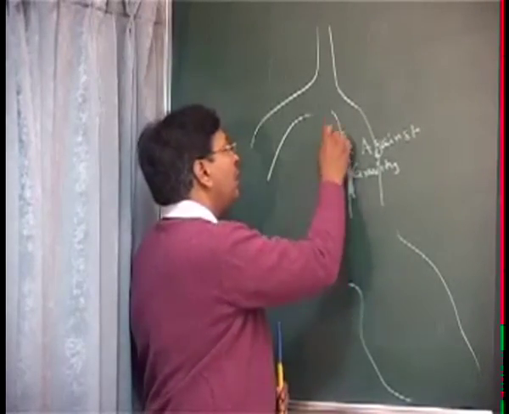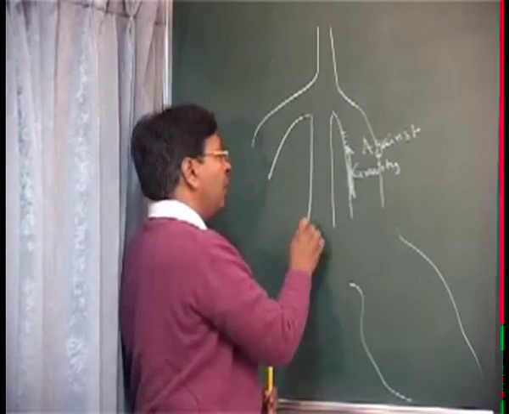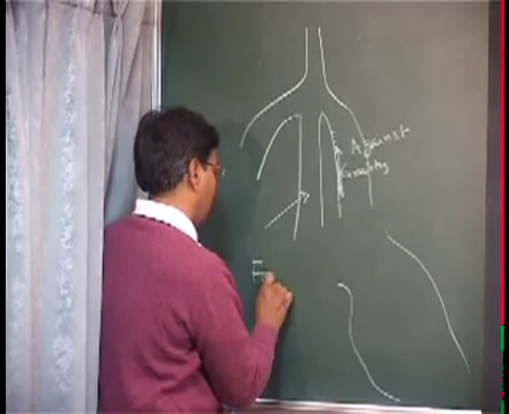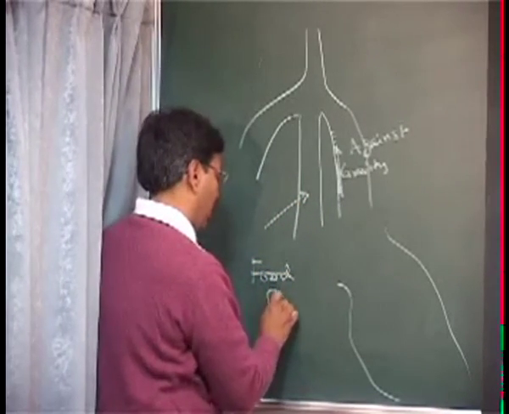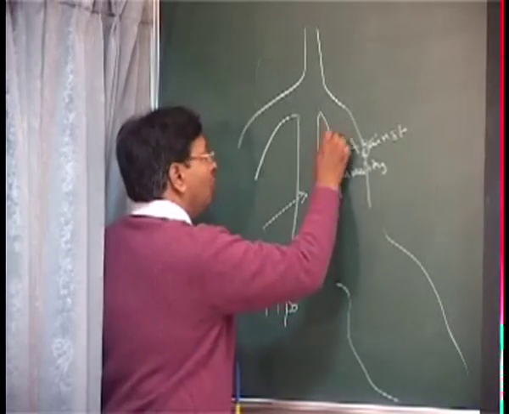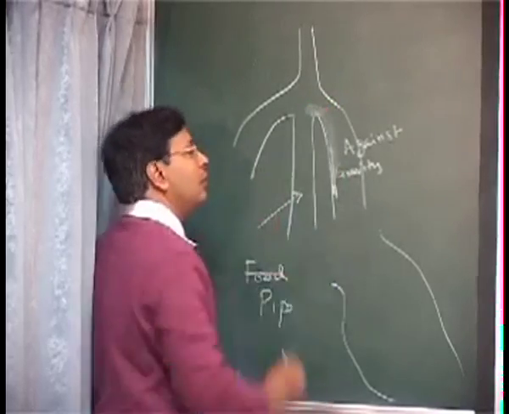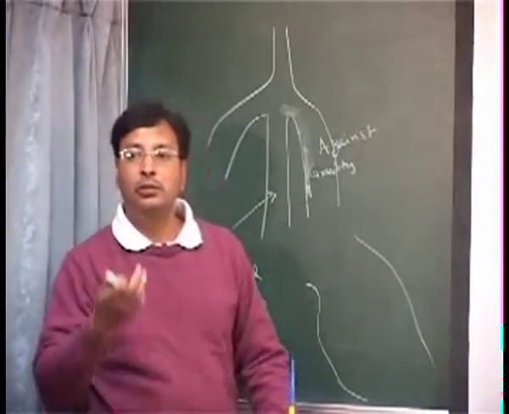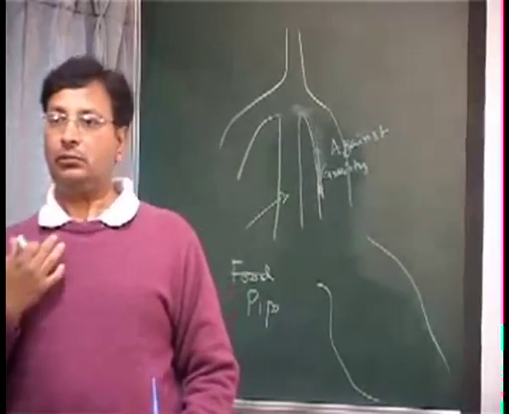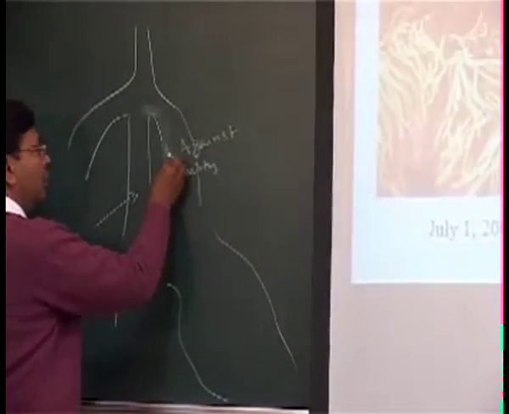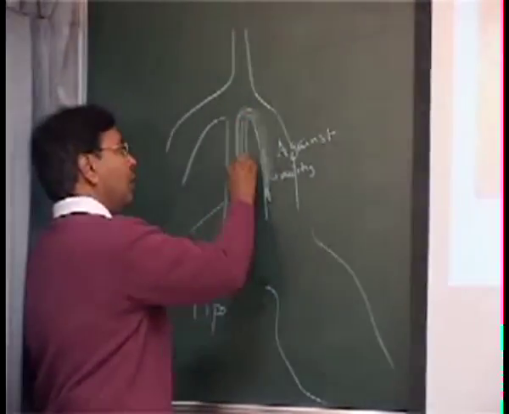And then this is your food pipe. Bad drawing, but well, almost all the dirt will reach up to here, and then you swallow the things. So all the dirt which was affecting the lungs goes back into your food pipe.